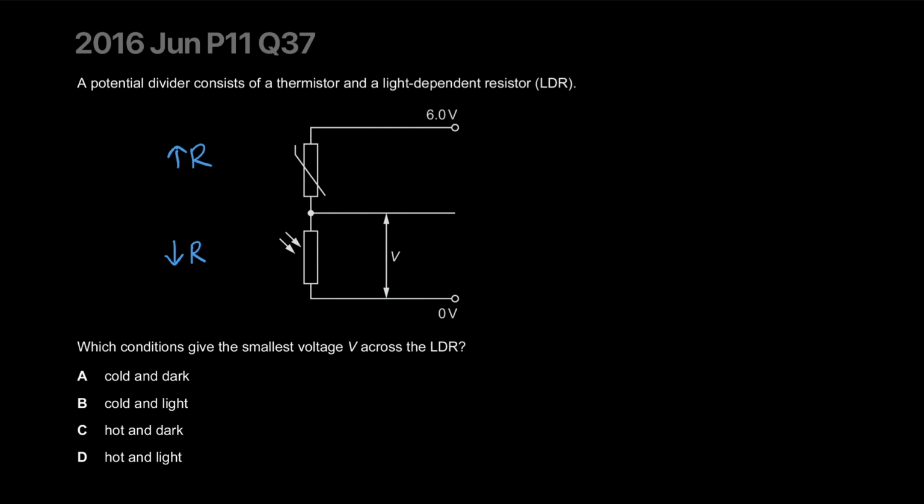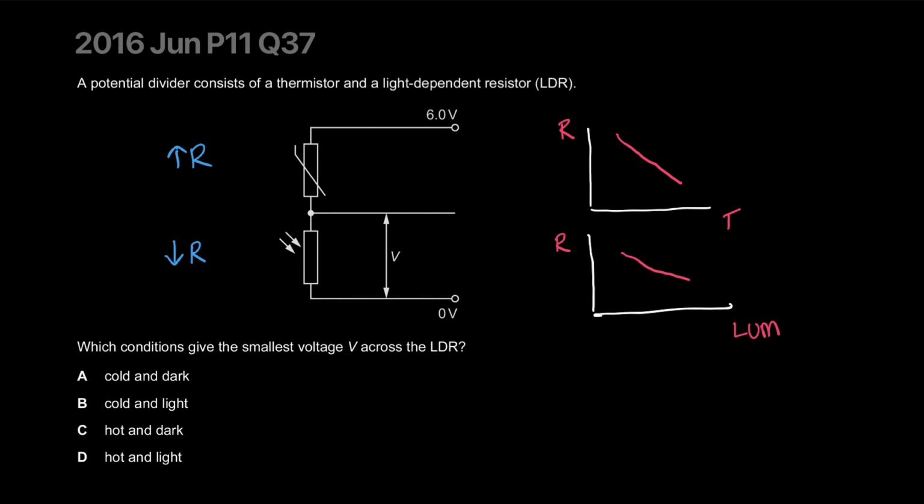Now we go on to the second phase of the question, which is my thermistor's graph and my light-dependent resistor's graph. For resistance versus temperature, it's actually a curve, but we don't care too much right now, as long as we consider them proportional. It doesn't matter, and that's what we're told. And for the LDR, the resistance varies with the luminosity, or the brightness. That's another word for brightness, how much light there is. And that also decreases as luminosity increases.